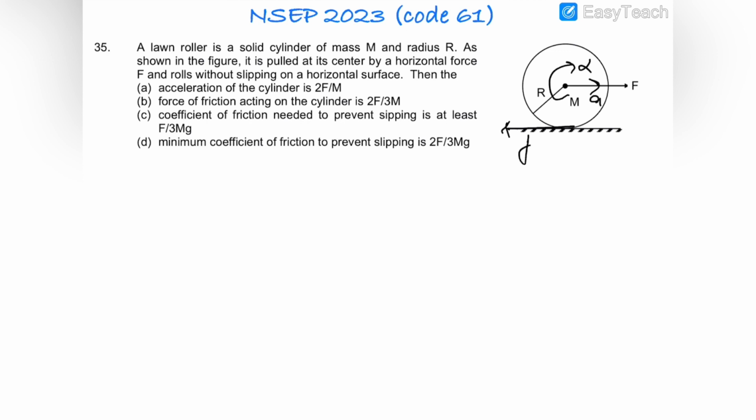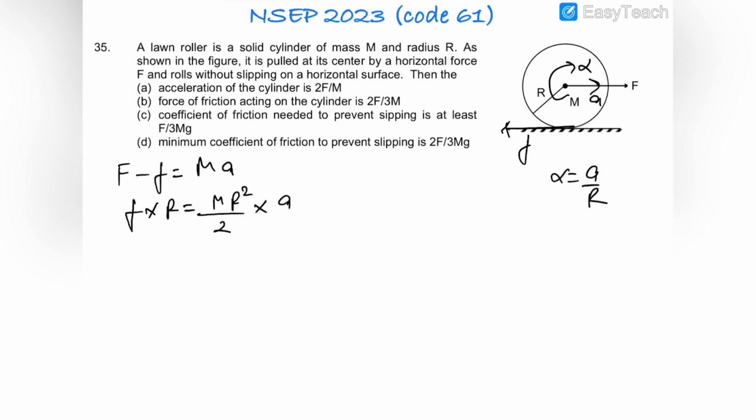Therefore, friction would be creating the torque required to generate the necessary alpha, and therefore friction would be acting in the backward direction. So the equation will be F minus f equal to ma, and f into R would be equal to I alpha, where I would be mr square by 2 because this is a solid cylinder, into alpha, where alpha would be equal to A by R. So cancelling R with R, f would be equal to ma by 2. Now substituting this value, F minus ma by 2 will be equal to ma, and F will be equal to 3 by 2 ma.